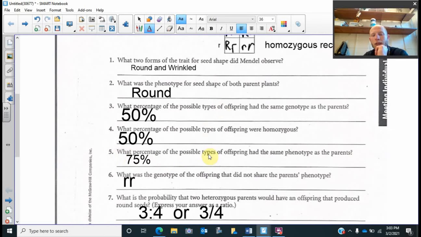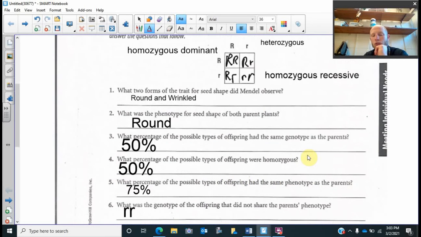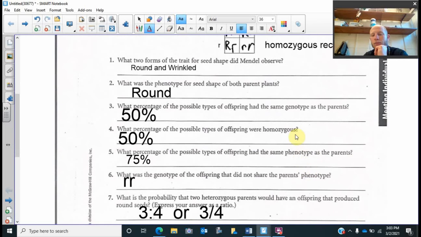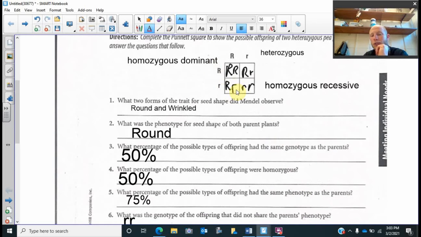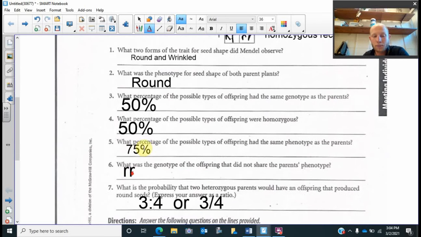What percentage of possible types of offspring had the same phenotype, so physical features? So which ones are going to be round like the parents? This guy's going to be round because he has the dominant allele for round. Two dominant alleles for round, so this guy will be round. So that's 2 so far. This guy will be round with a recessive allele, but the dominant will always mask the recessive allele. This guy will be wrinkled. So there's only 3 out of 4. 3 out of 4 is 75%.